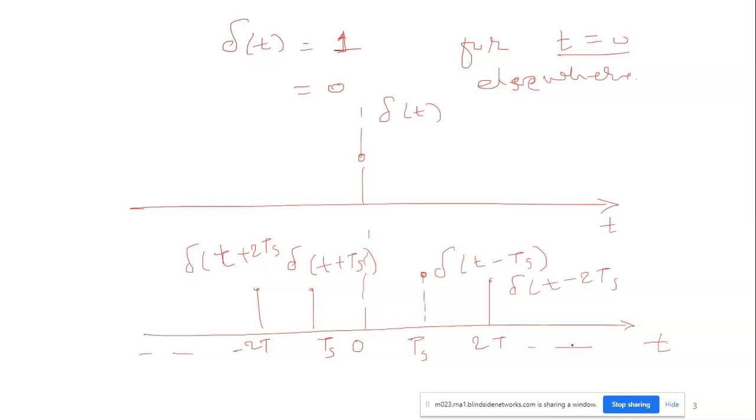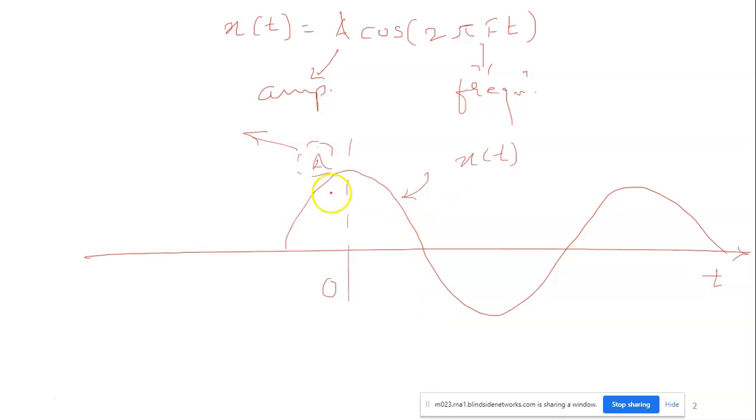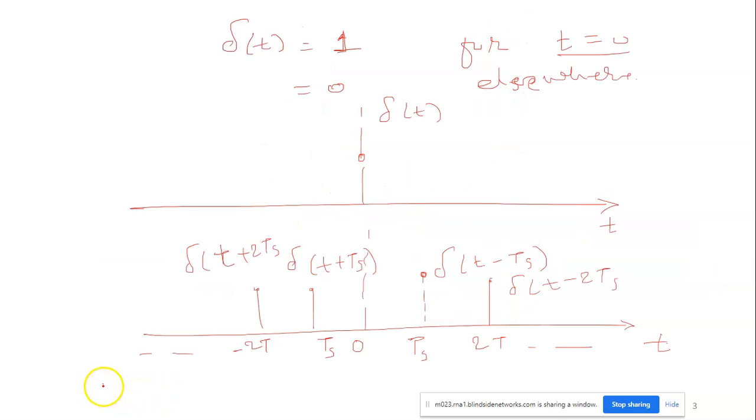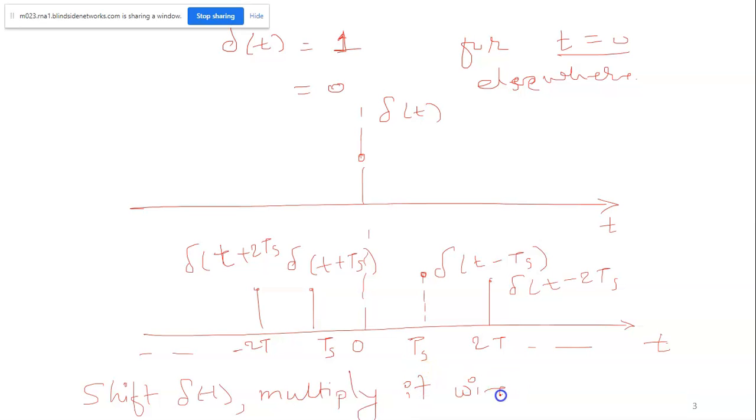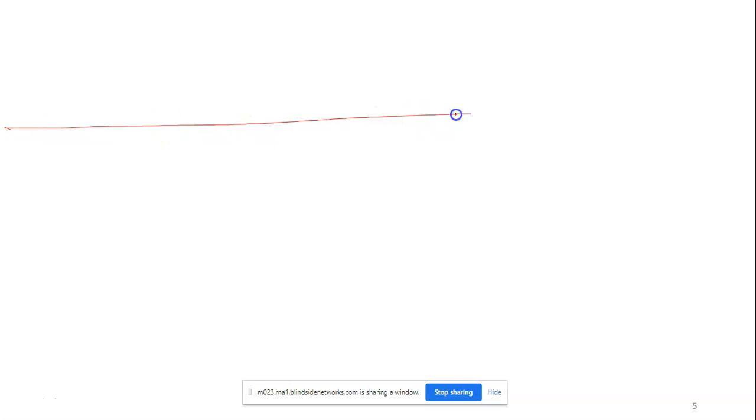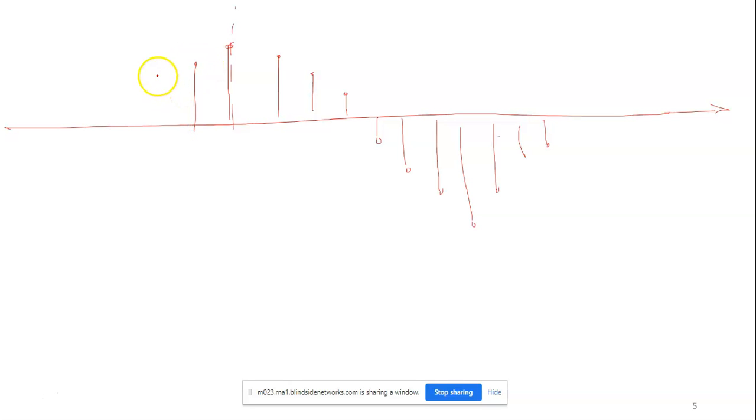So like this I will shift, and then multiply with this signal. I will shift delta, multiply it with x(t), and add all the multiplications. This operation I am going to perform. So how will the sampled signal look? It will look something like this. This is 0, this is 1, this is 2, this is 3. Something like this it will start looking, and on the negative side also it will be like this.